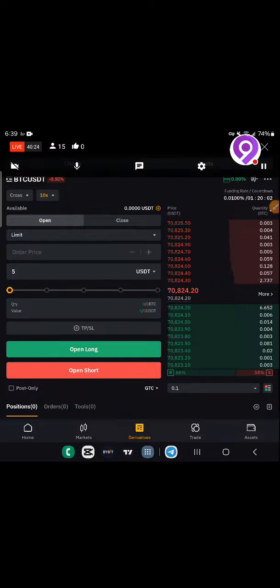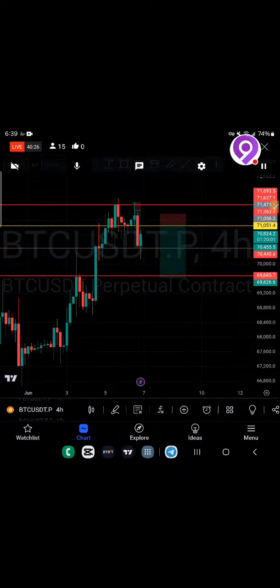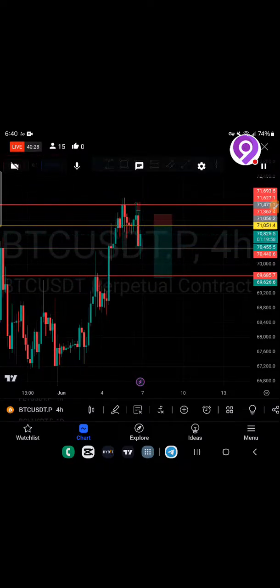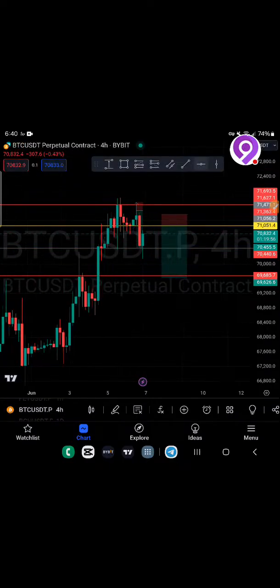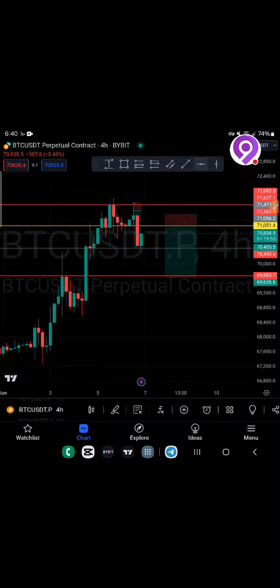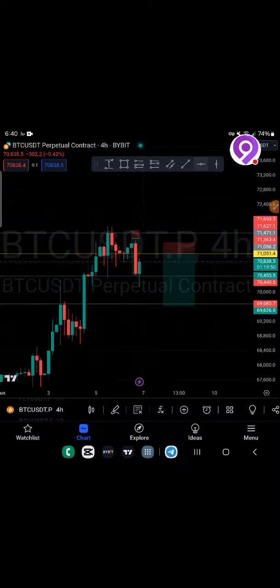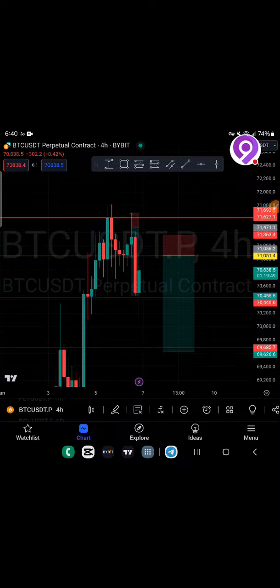So I'm going to start with BTC. For BTC, this is my prediction. Now look at this, pay attention please. For BTC, if any candle closes above 71,051, I will close the short position. I will close the short position, okay? So that's it. This is my prediction for BTC.